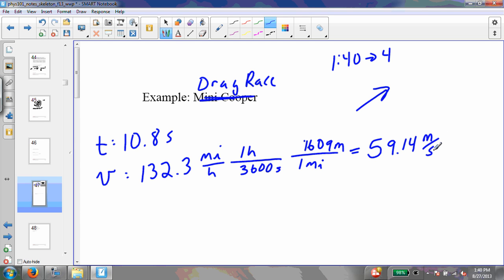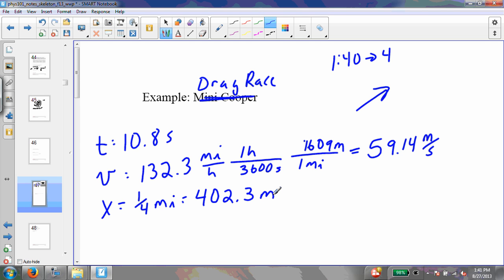By the way, if you're good at doing these unit conversions and you don't need to practice them, Google's really great for doing unit conversions. You can just say 132.3 miles per hour equals question mark meters per second. It'll spit it out for you. And our distance is 1/4 mile. Converting that into meters, we get 402.3 meters.